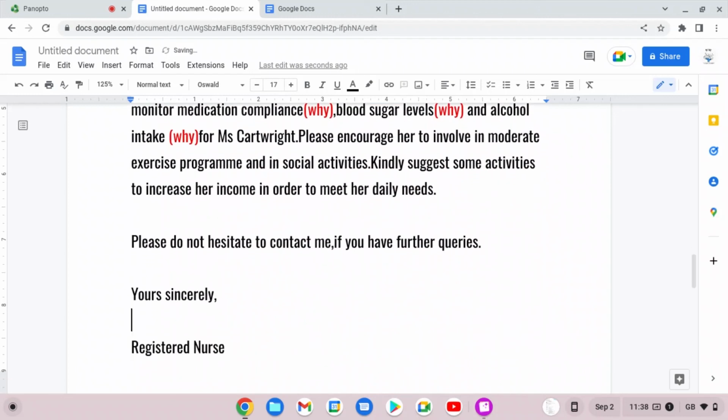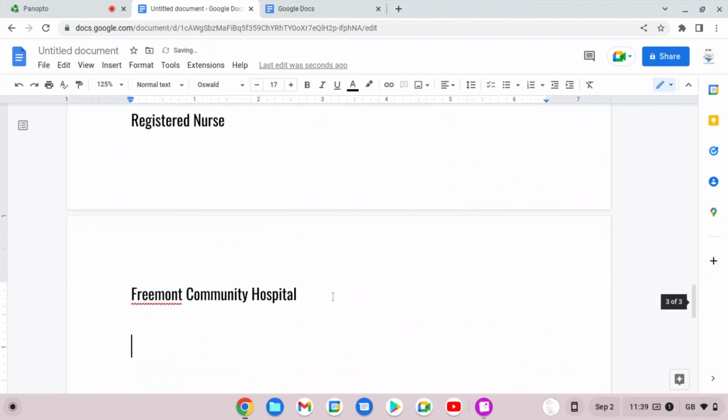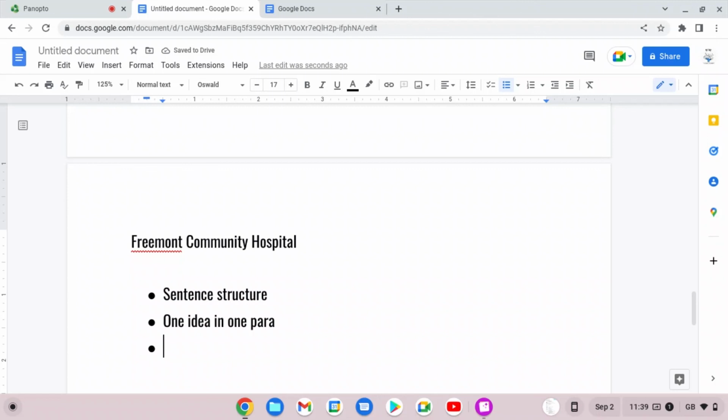So the major important corrections you need to make are: sentence structure needs to be corrected; then one idea in one paragraph; then mixing of information needs to be corrected; and plan your letter well. Plan your letter according to priority.